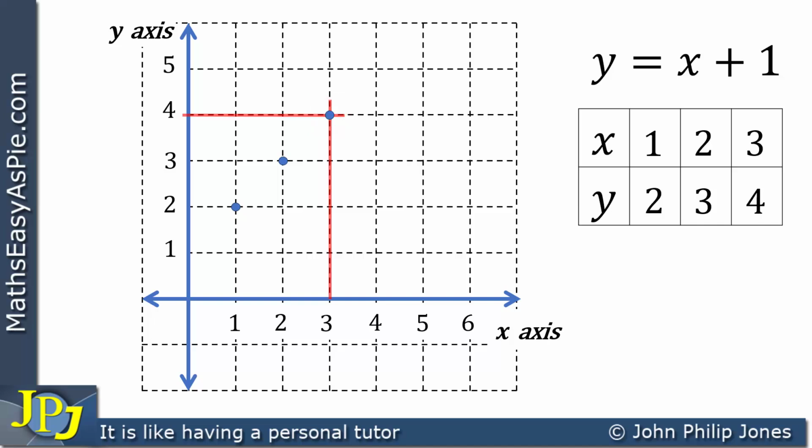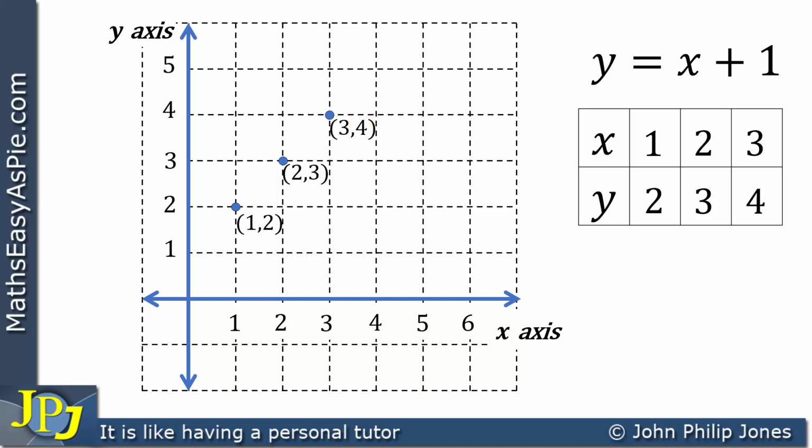Now, if we consider each of these plots in turn, we can see that this one is in position 1, 2, where 1 is the x-axis position and 2 is the y-axis position. The next one we're looking at is this one here, and that's where x is 2 and y is 3. And finally, we'll look at the last plot, where you can see x is 3 and y is 4.